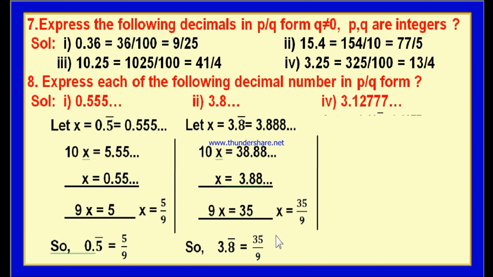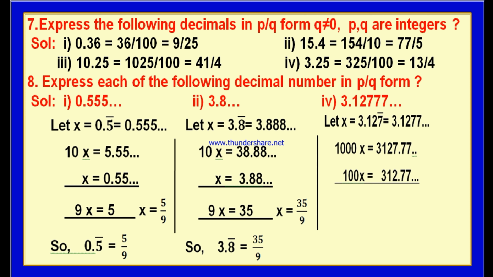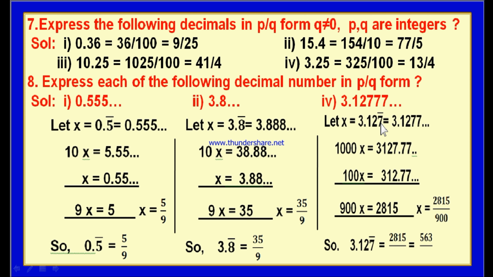And now the third bit. Let x is equal to 3.127 recurring, or 3.12777 and so on. Now you observe this. How many decimal places are there? 1, 2 and 3 decimal places. Therefore multiply this with 1000. 1000x is equal to, the decimal point moves 3 places to the right, therefore it is 3127.777. Understood?